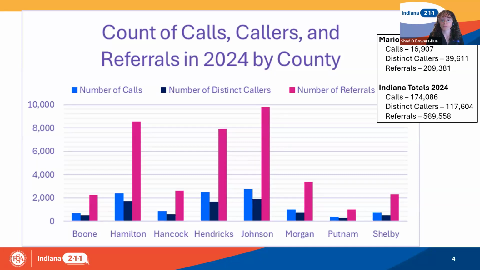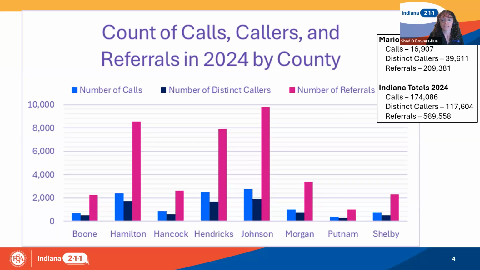So you will notice that the distinct caller counts are the smallest counts for each county, and that's because those represent each individual caller, and many people call 211 more than once. So their multiple calls are counted in the total call number, but they are just counted once as a distinct caller. And you will also notice that the number of referrals is the largest count for each county, and that's because our community navigators do provide at least 3 referrals for each need that a caller has, if possible.